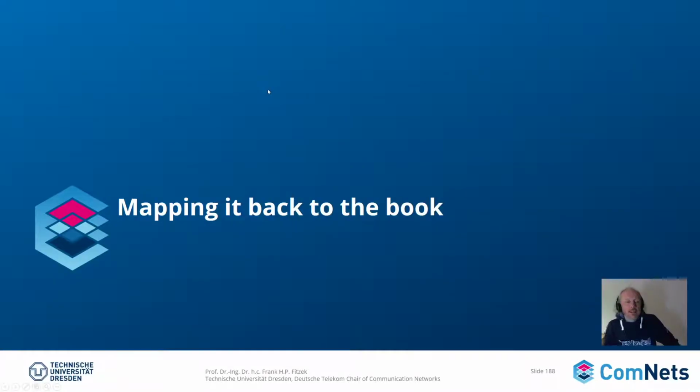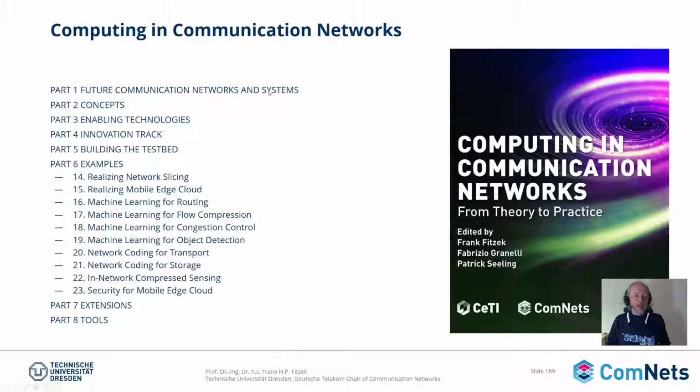So if we want to map this back to the book, I already told you the book will be of big help. The first part was what I told you today. Here you see the concept, enabling technologies, innovation track. This will take a while to read all of that, but then after building the test bed, I will not bother you with that. You have here different examples. So realizing network slicing, realizing mobile edge cloud, machine learning for routing, machine learning for flow compression, machine learning for congestion control, machine learning for object detection, network coding for transport and storage, in-network compressed sensing, and security for mobile edge cloud. These examples are all examples that you will see in the lecture and in the exercises.